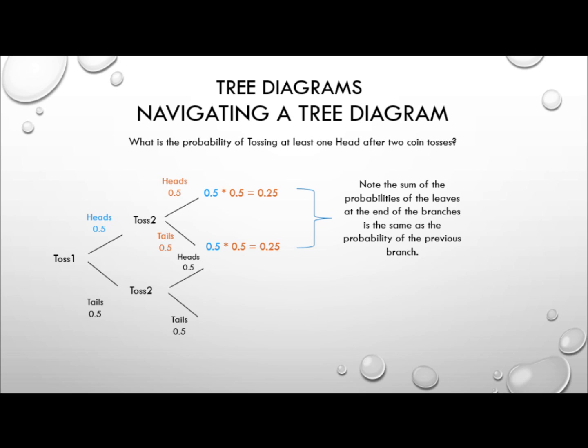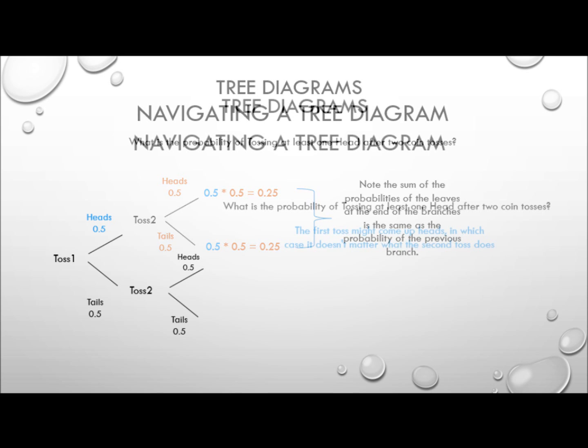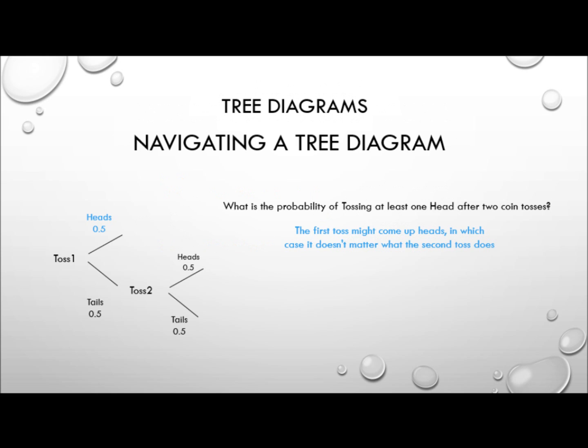And you'll note that the sum of the probabilities of the leaves at the end of the branches is the same as the probability of the previous branch. So we don't actually have to waste our time adding up or even considering what's going to happen. If the first toss is a heads, we don't really have to care about what the second toss is going to be because the first toss has already met our criteria.